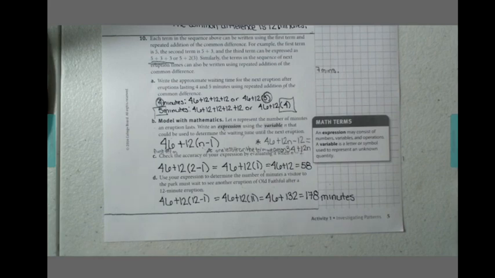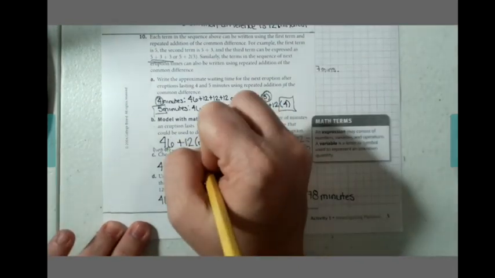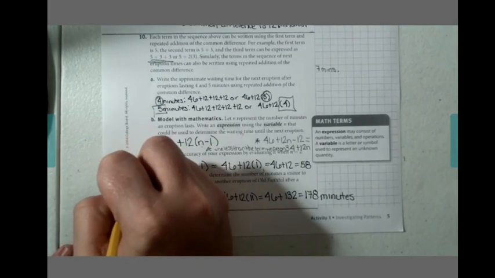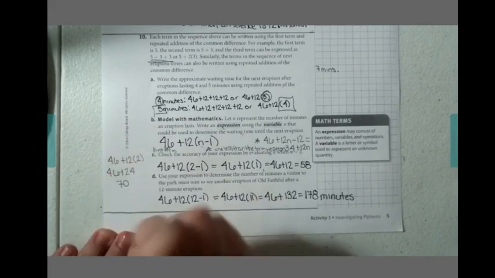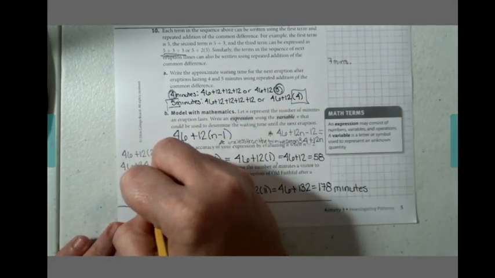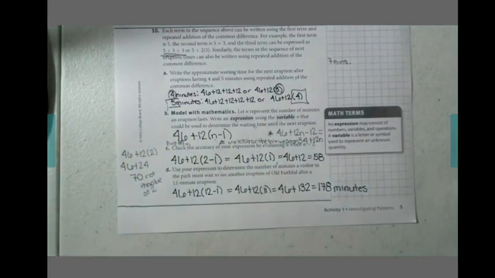Okay, so here I did a double check with the 2. Now again, note that if we did not put the n minus 1 and we did 46 plus 12 times 2 instead, this would have given us 46 plus 24, which would have been 70, which is not the value for 2. You'll actually notice that it's 12 minutes too high. So that kind of goes back to that minus 12 in the end.